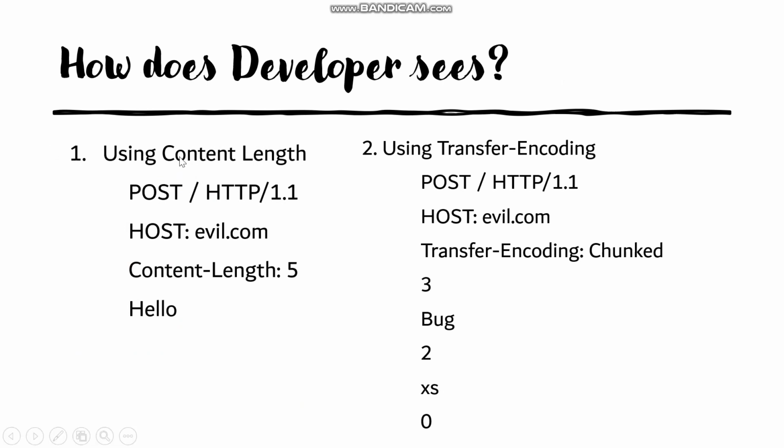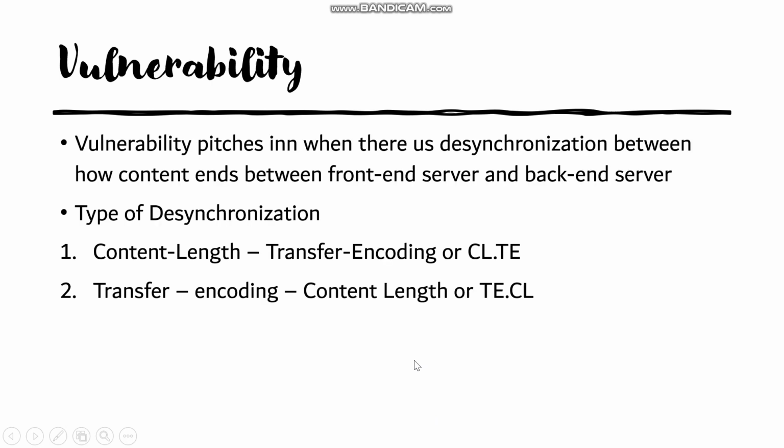Now how does a developer see this? There are two types: using content length and using transfer encoding. With content length, we have the length of the message. Here we have 5, so hello is a 5-letter word. Using transfer encoding chunked, as we saw in the earlier slide, 3\r\n is there by default; you may or may not write that. So 3, then bug, then 2, then xs, and 0 is the terminating chunk.